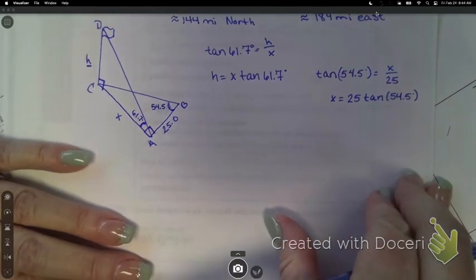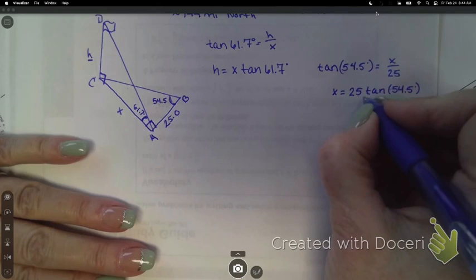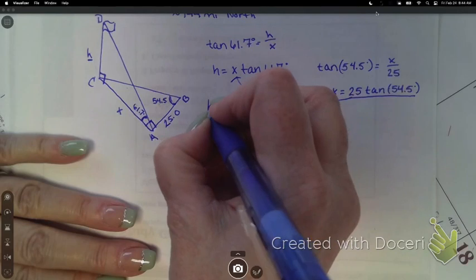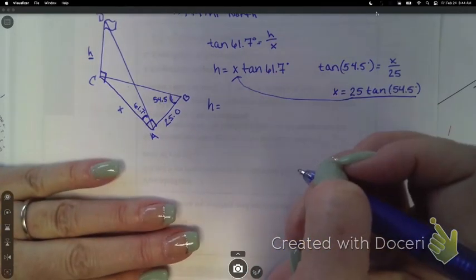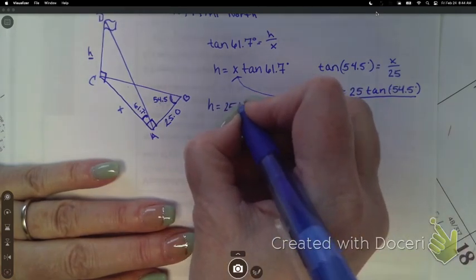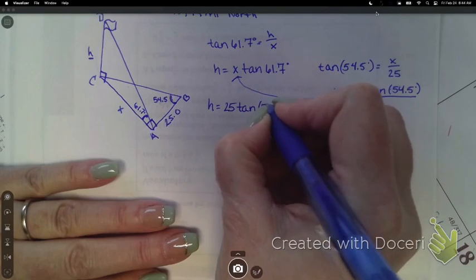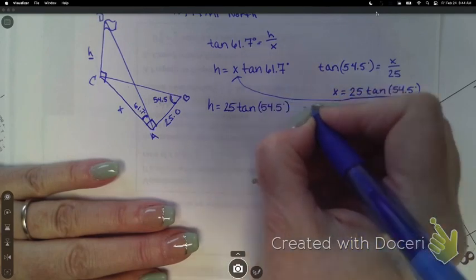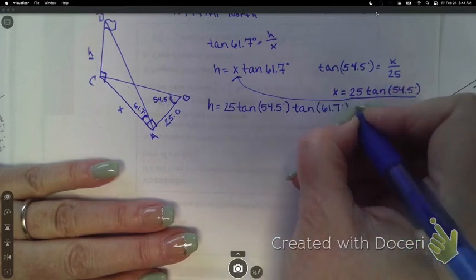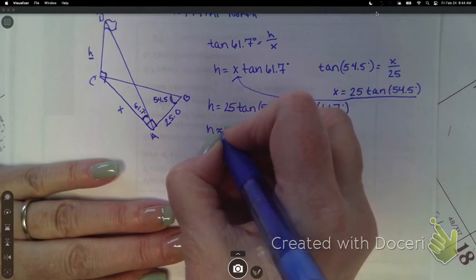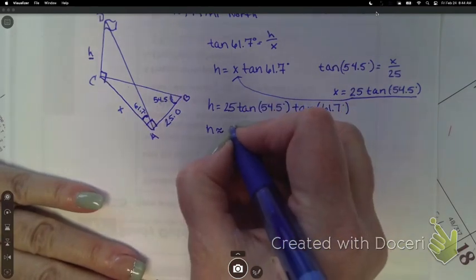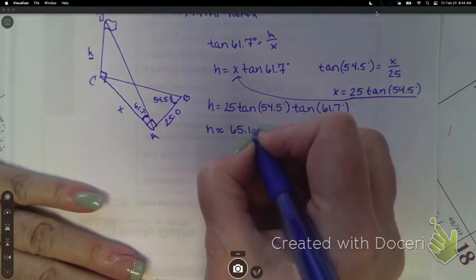I'm writing lopsided. So all I have to do is take this and do what with it? Put it right there. So H, let's write our equation. What is H? What's the equation we're writing? 25 tangent of 54.5 times tangent of 61.7. Pretty sure you get approximately 65.1 feet.